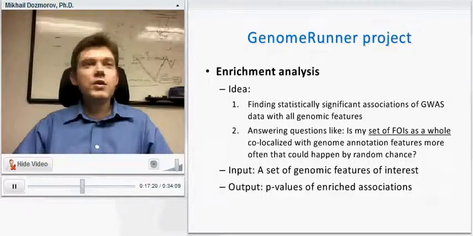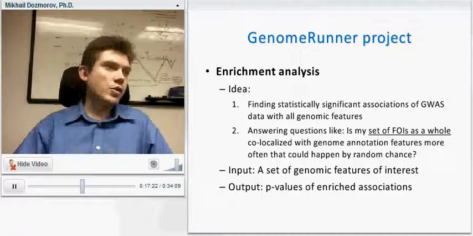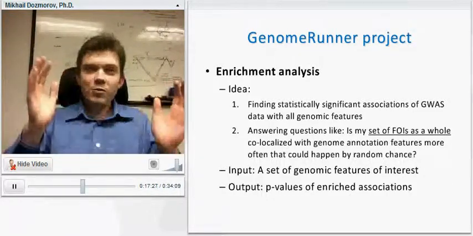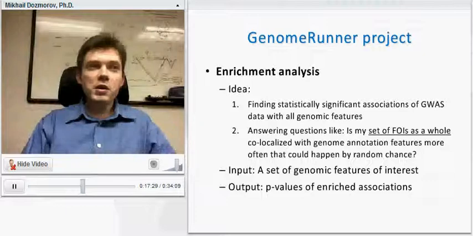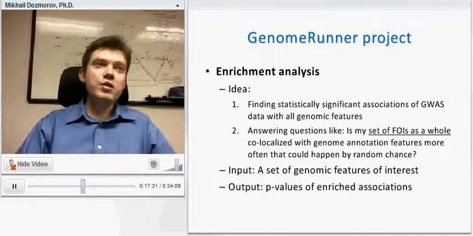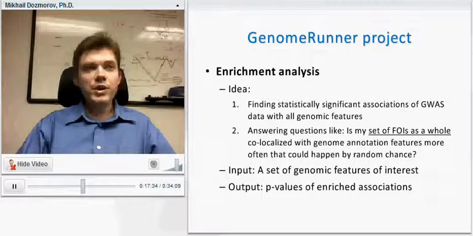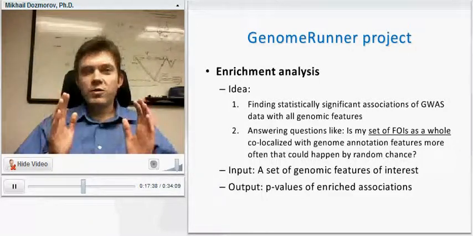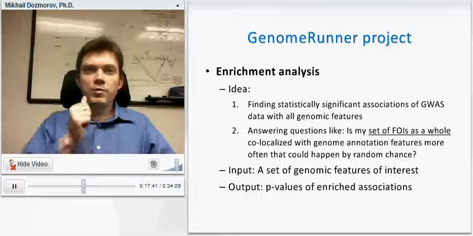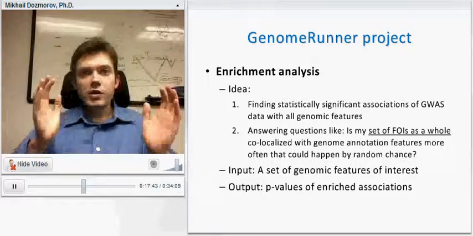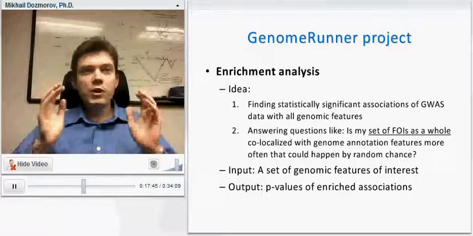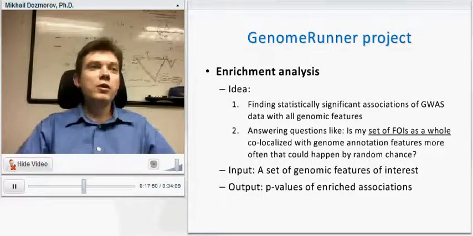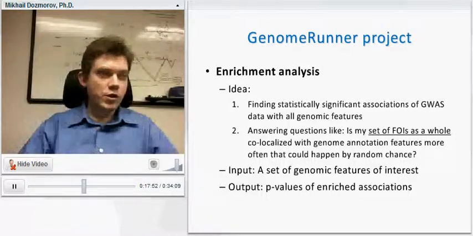Enrichment analysis allows us to answer questions like: is my set of features as a whole co-localized with genomic annotation features more often than could happen by random chance? As input, you provide a set of features of interest. It's not about analysis of a single feature of interest, it's about a set. What's so special about your set as a whole? And as an output, you will get p-values of enriched associations.